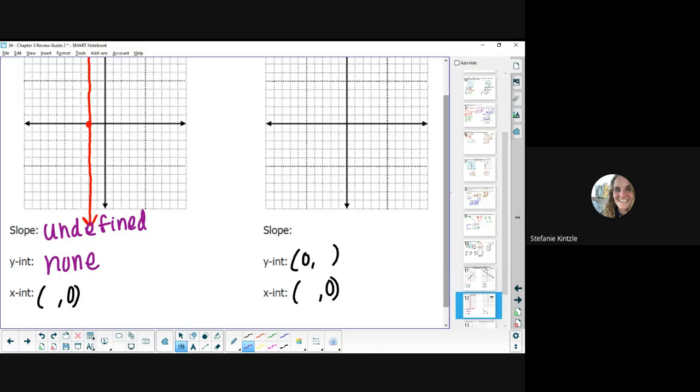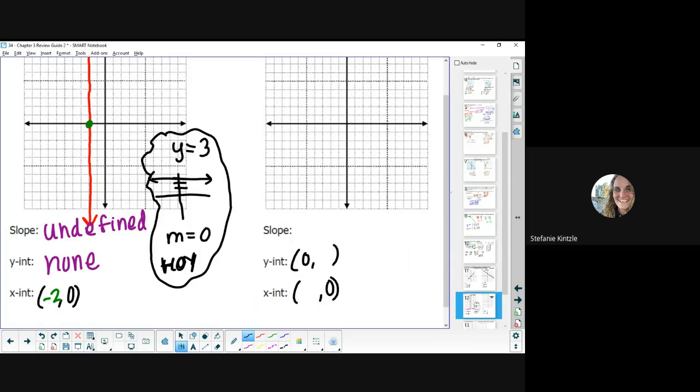And then the last one, x-intercept, where does it cross the x-axis? -2, 0. Good. Now, real quick question. If it was y equals 3, that would be a horizontal line at 3. And what would the slope of that be? 0. Okay, because y equals a number is a horizontal line with a slope of 0. So yeah, that's just a little reminder.